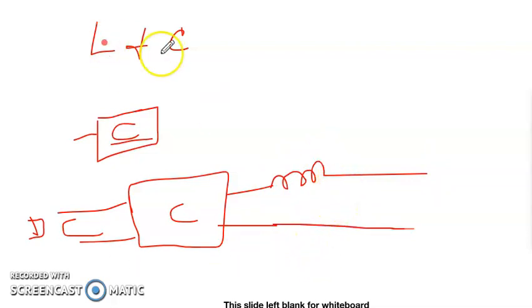Then the next one is the LC filter. The first one, the L filter, is over. The second one is the LC filter, where you use L and C. This is called the LC filter. The next one is the pi filter, and there is also the T filter.